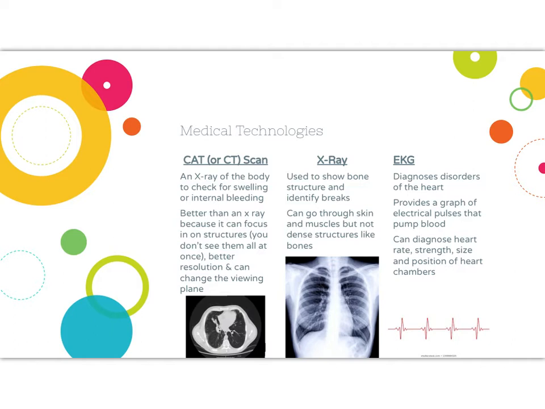An X-ray typically is used to show bone structure and identify breaks. X-rays can go through skin and muscles, but not dense structures like bones, so that's why they come out as white. An EKG diagnoses disorders of the heart. So it provides a graph of electrical pulses that pump our blood in our heart. So basically the electrical pulse is the contraction of a chamber in our heart. We can diagnose heart rate, the strength, the size, and the position of heart chambers using an EKG.